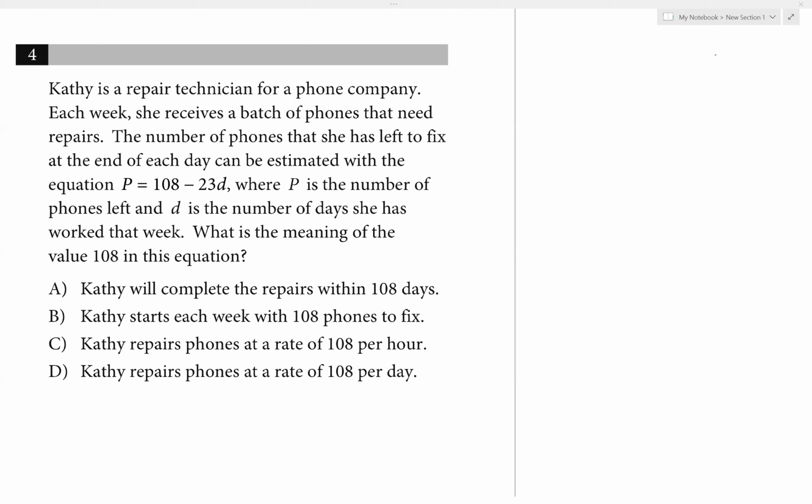So this question is what I like to call a linear modeling question, because they give us an equation, so it's a linear equation. We have P equal to 108 minus 23D, and they're trying to ask us what's the meaning of 108 here. What does it represent?